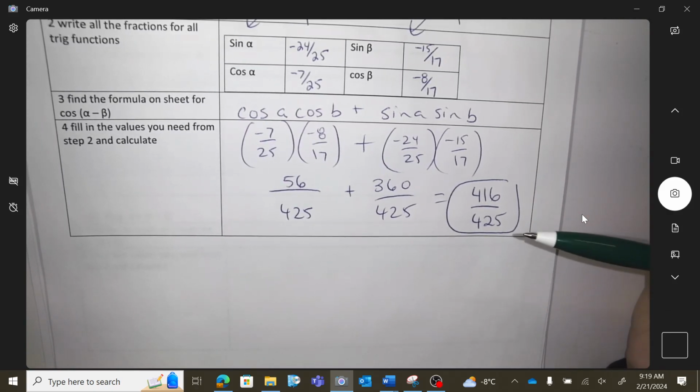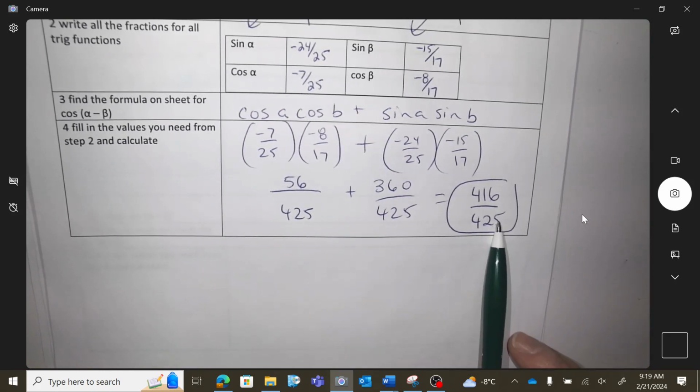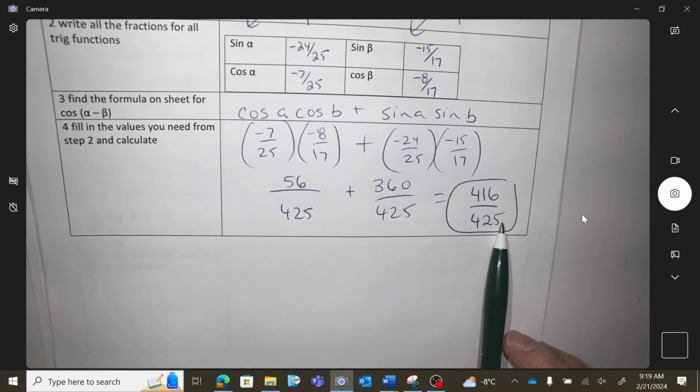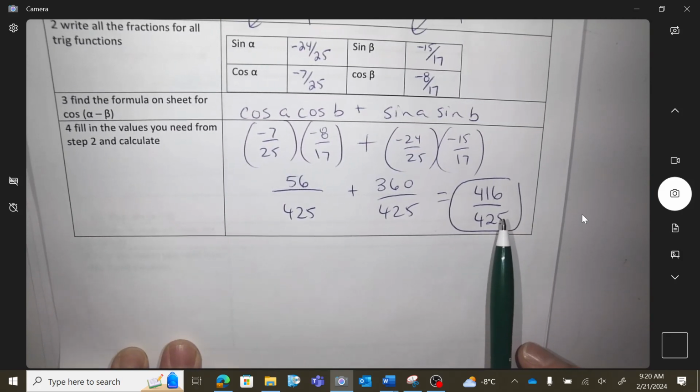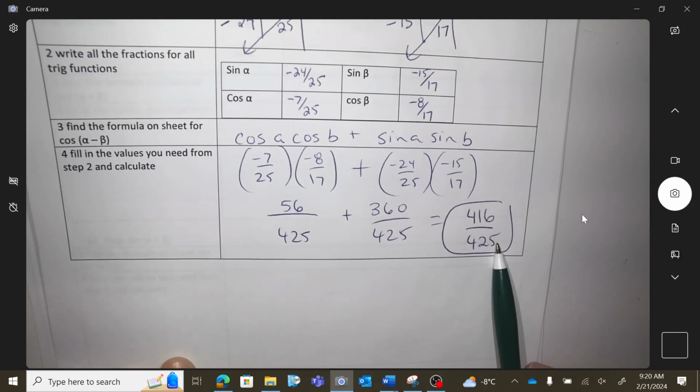Okay, this kind of confused people, so I'm just going to touch base with it. Whatever you get, that's your answer. At this point, you don't think about ASTC because you already did all your ASTC stuff. So why did this end up positive?